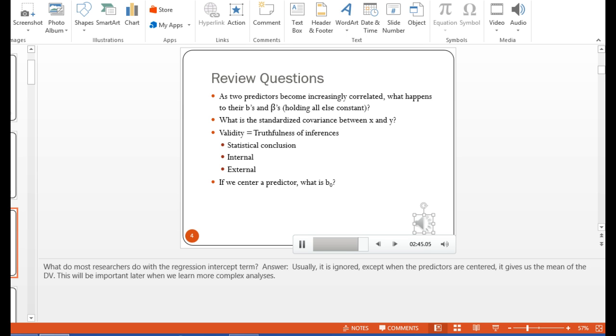And finally, if we center a predictor, what is the y-intercept or the b-naught? The answer to that is that it is the mean of the dependent or outcome variable. So if we center the predictor, we make its mean 0. And so remember the conceptualization of the y-intercept is the expected value of the DV when the predictor is at 0. And so in that case, when it's centered, the mean is 0, and then when the predictor mean is 0, the expected value of the DV will be the mean of the DV.